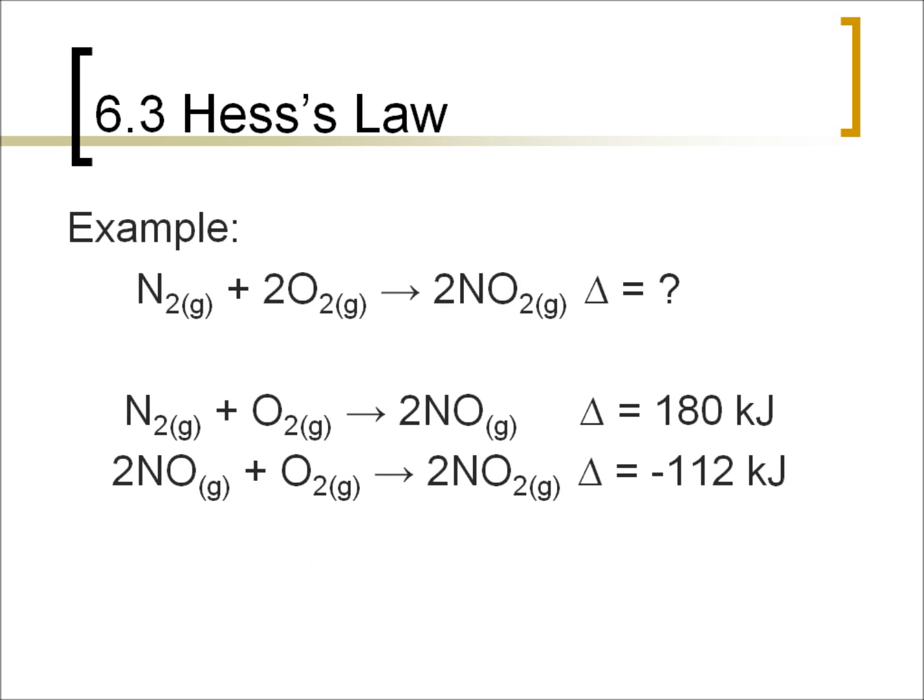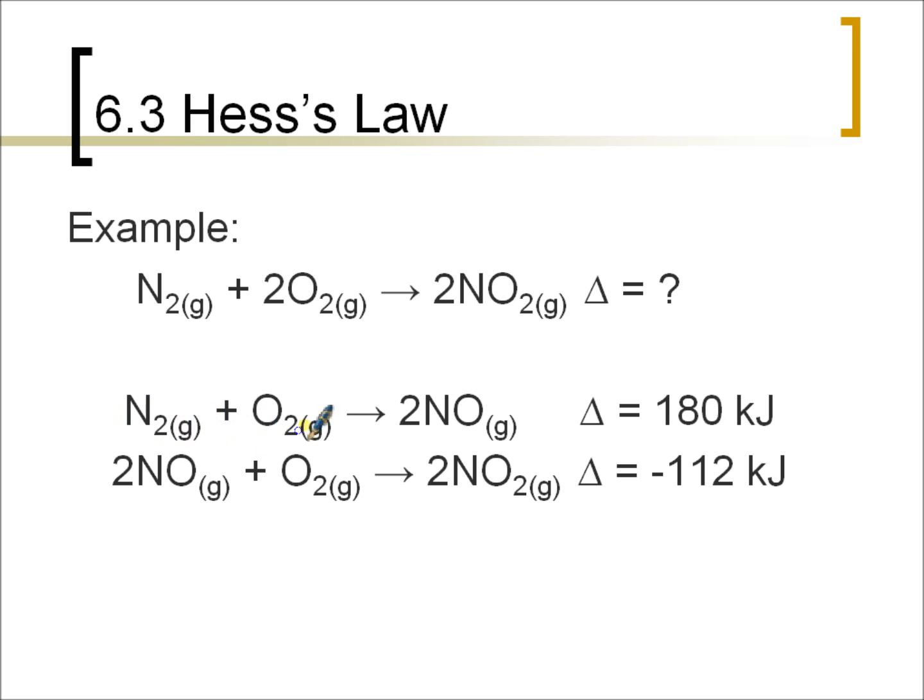So let's say we have a reaction: N2 plus O2 produces 2NO2. And we want to know what the delta H of this reaction is. It'd be a good idea to figure out what delta H of the reaction is just before we actually do it, to give us a sense if it's going to absorb heat or give off heat. We have two similar reactions that we have done, and we know what the delta H is for each step.